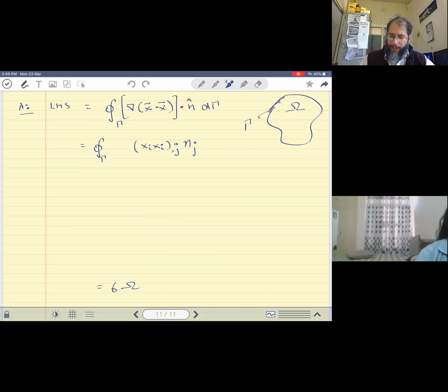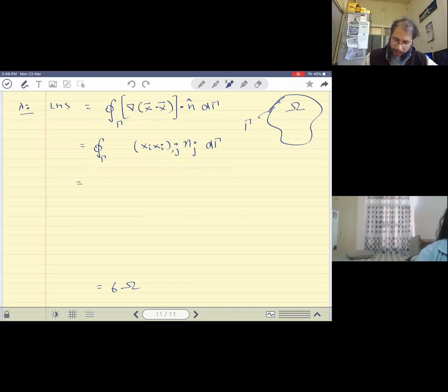As you can see, finally this whole quantity is a scalar because it's a dot product between two vectors, and the quantity that we have got here is also a scalar because it has no free indices. It has two indices, i and j, and both are repeated. All right, so this thing is integrated over d gamma. Now we can apply the Gauss divergence theorem.